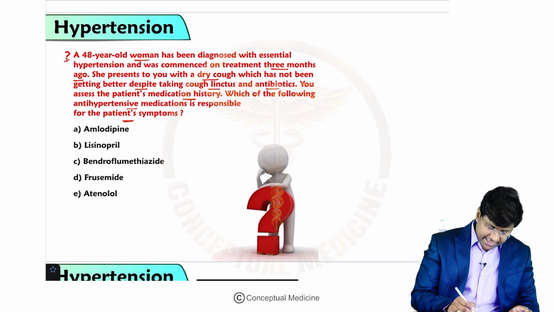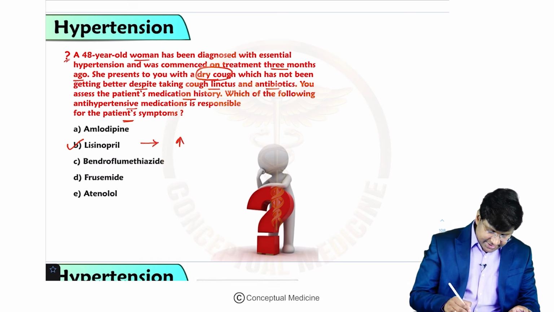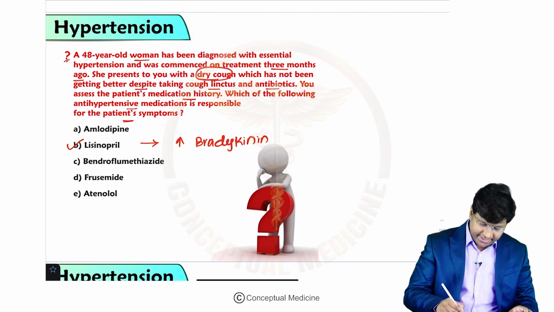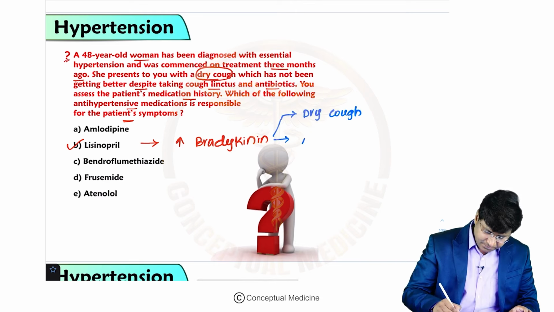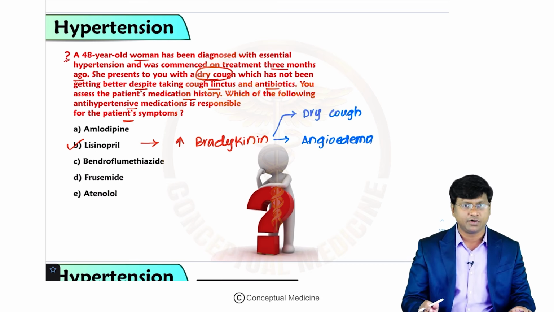Let me tell you, the antihypertensive which will cause dry cough is the ACE inhibitor. These ACE inhibitors increase the bradykinin levels, right? They increase the bradykinin levels. As they increase the bradykinin levels, that leads to the development of dry cough as well as development of angioedema. So lisinopril is the one which is responsible for that particular cough. Next.